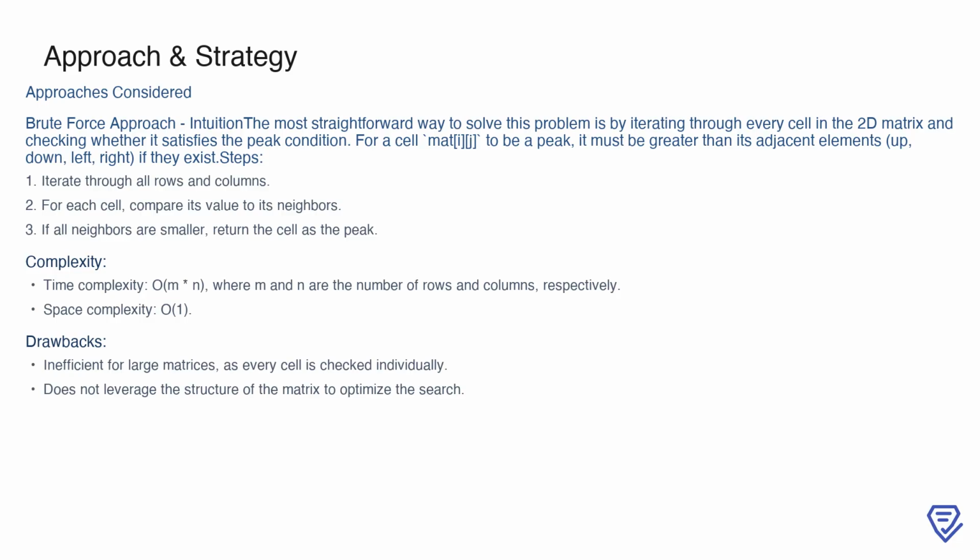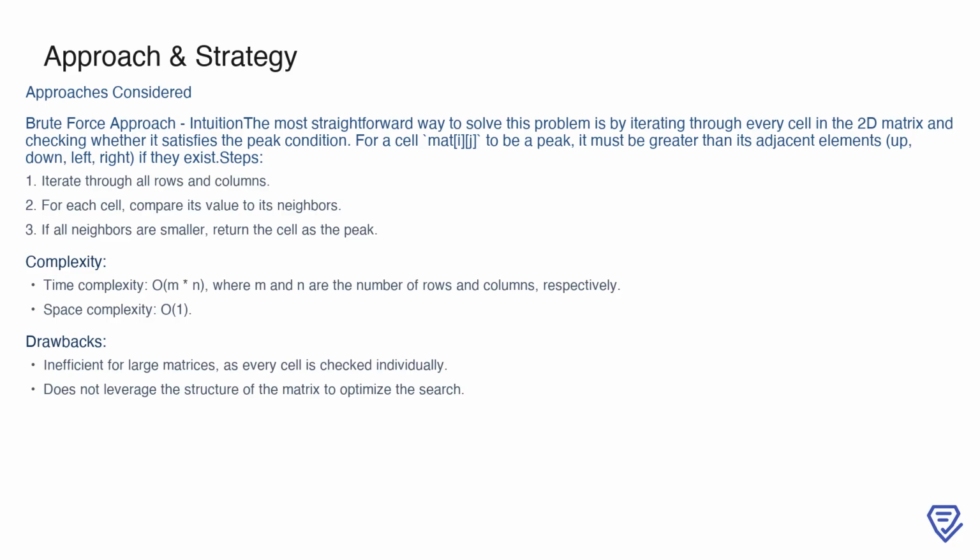To begin solving the problem, the most intuitive approach is the brute force method. Here, we iterate through each cell in the 2D matrix and check if it satisfies the peak condition. For a cell to be considered a peak, its value must be greater than all its adjacent neighbors, whether up, down, left, or right, provided those neighbors exist. The process involves going row by row, column by column, and comparing the value of the current cell to its neighbors. If the condition is met, we return that cell as the peak.